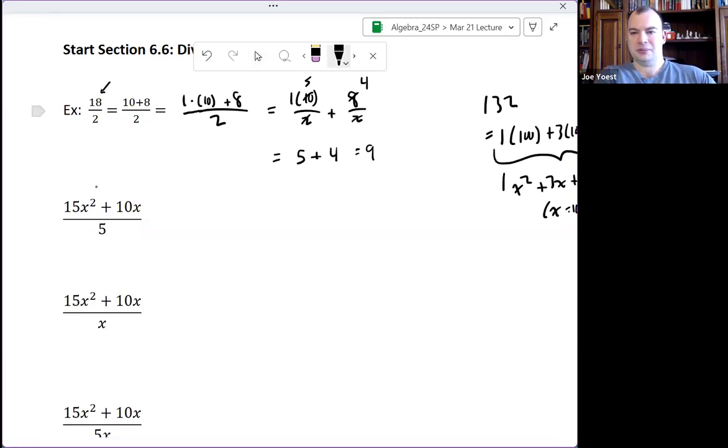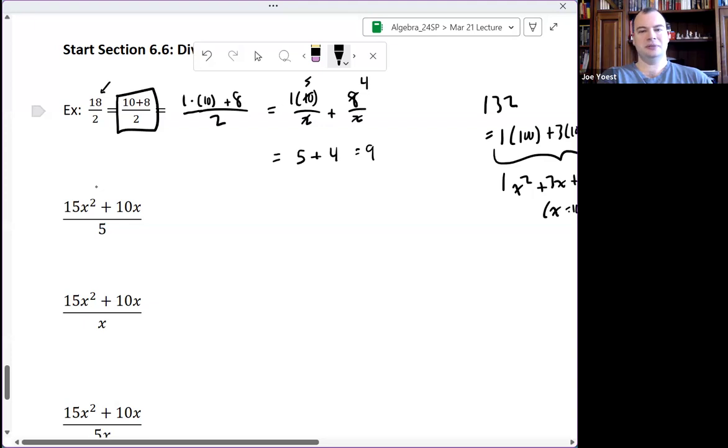If I applied the same process of going through those properties to a problem like this, 15x squared plus 10x over 5, it looks a lot more complicated. But the pattern, the structure, is really the same as this one. It's just a numerator with 2 things added together, divided by a denominator with a single term, with just 1 factor. I could split it apart in a similar way.